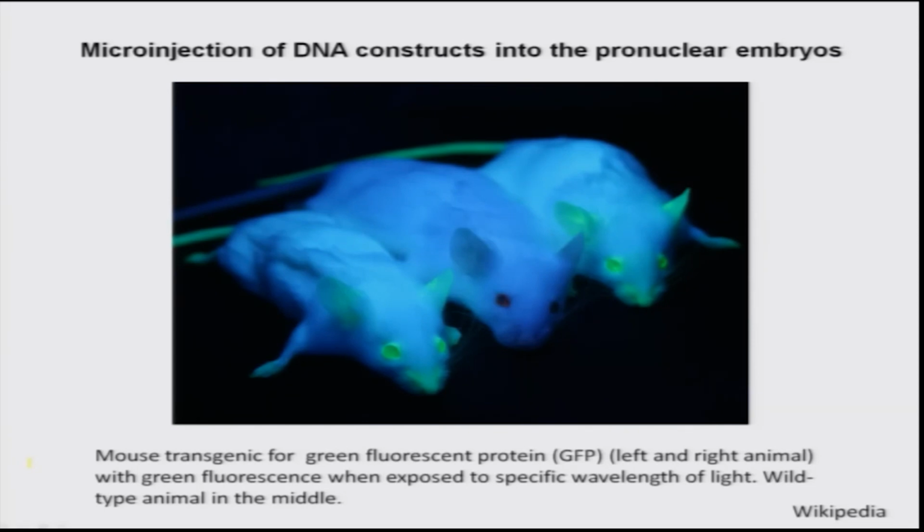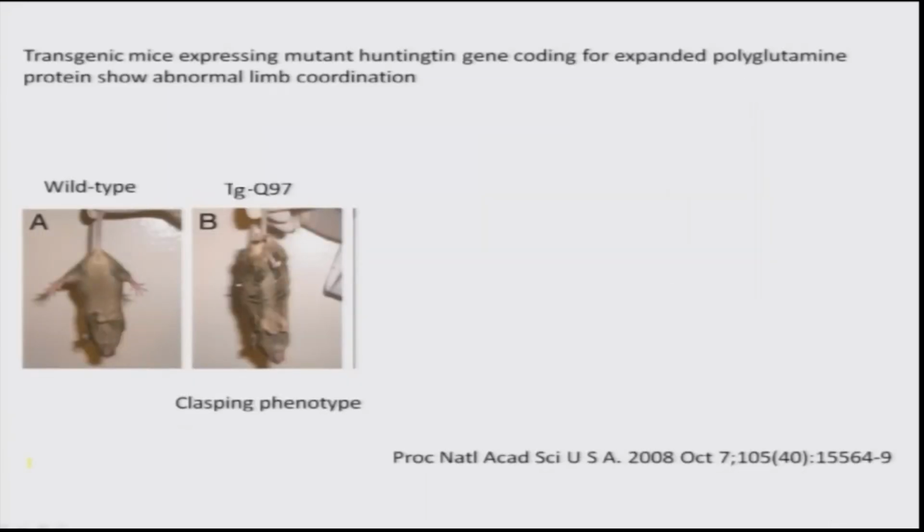You can, for example, express Huntington protein with expanded polyglutamine and see whether it develops a disease like Huntington disease, and that's what's shown here. Here we are seeing a transgenic mouse wherein you have added extra copies of the gene having the expanded polyglutamine tract, which is now expressed, and you are comparing it with a wild type, which is a normal animal, and this is the animal that expresses the mutant Huntington protein.